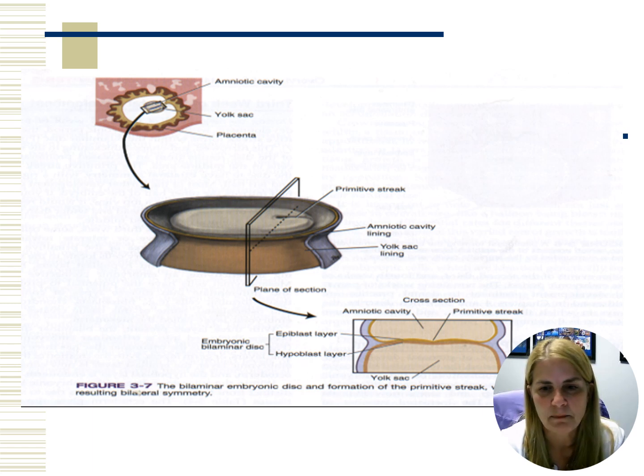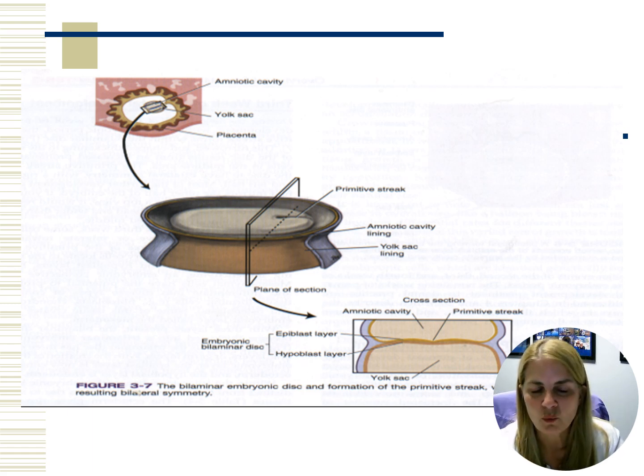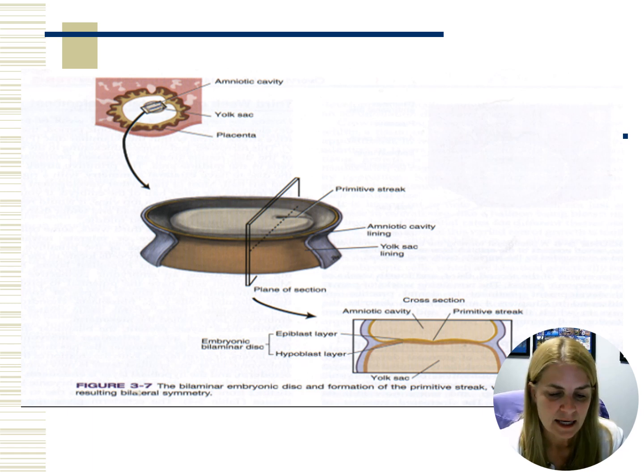So I like this bottom right picture where it shows the epiblast and the hypoblast layer, which are the bilaminar disc. We've got the primitive streak in the middle. We've got the amniotic cavity above, the yolk sac below. The epiblast moves towards the hypoblast, and the epiblast is going to eventually become ectoderm. The hypoblast is going to eventually become endoderm, but the epiblast layer moves towards the hypoblast area in the primitive streak.